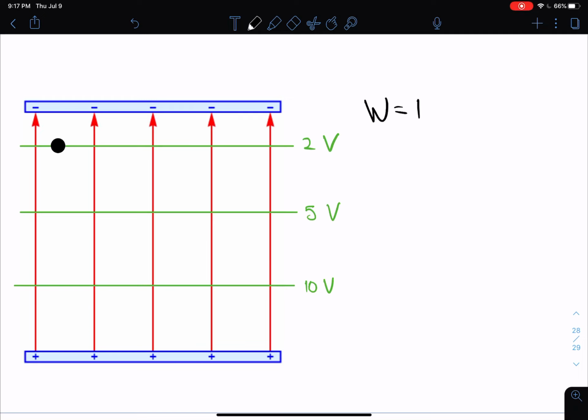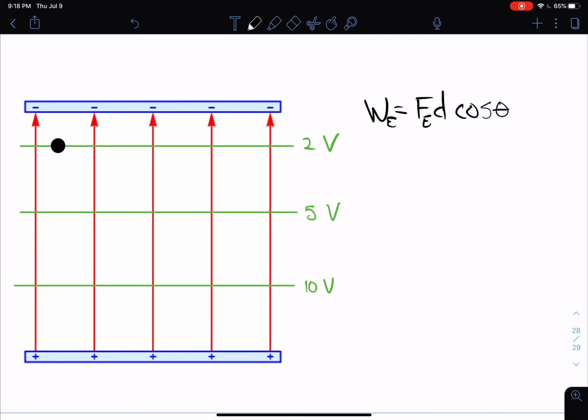Work equals F D cosine of theta. Specifically, I'm looking at the electrostatic work, the work done by the electrostatic force, so let me put little subscripts here. D is the distance that the object actually moves. And theta is the angle between the force and D. I'm sorry, I should say between the force and the motion. It's the angle between the force and the motion.